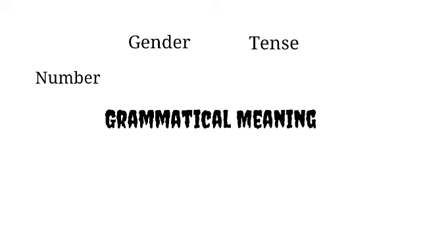Next, grammatical meaning. Grammatical meaning relates the tense to grammatical concepts such as number, gender, tense, and aspect. For example, bird and birds. In the previous part, we already know bird is sense. In grammatical meaning, bird is singular or plural, so they are related to grammatical concepts.